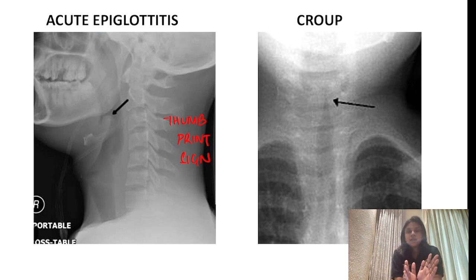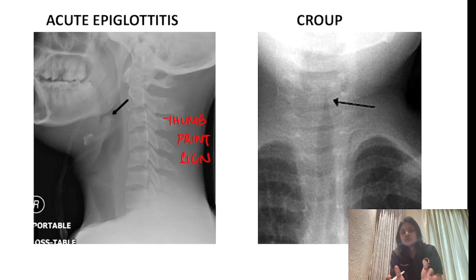Remember, acute epiglottitis is a bacterial condition. It is caused by Streptococcus pneumoniae, H. influenzae type B, etc. And if it is a bacterial condition, then the child is going to be toxic. That means there is going to be high-grade fever, stridor, drooling of saliva, dysarthria, and there can be airway obstruction also.